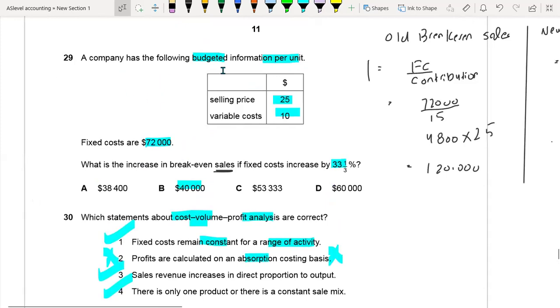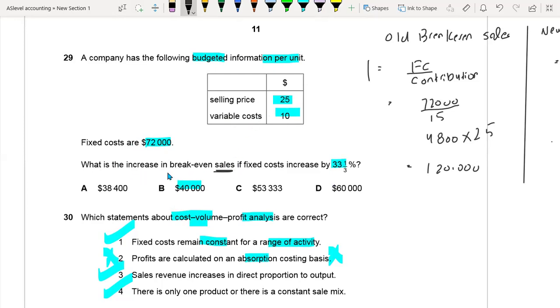A company has the following budgeted information per unit. The selling price is $25 and variable cost is $10. Fixed cost is $72,000. What is the increase in break-even sales? First of all, let's focus on this question: they are talking about the sales, not about the break-even units. So first we have to find the break-even units, and after that we will multiply the number of units with the selling price. So we will have our answer.